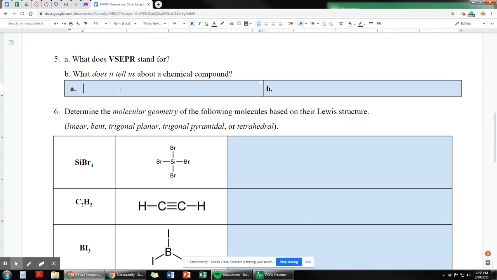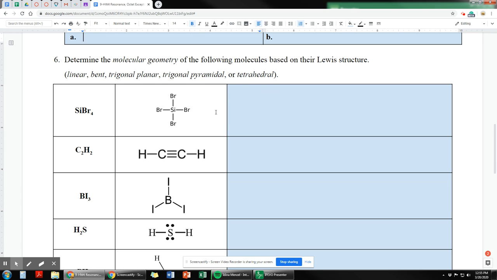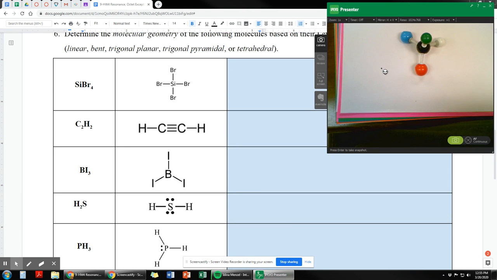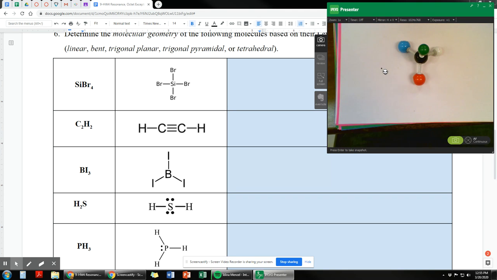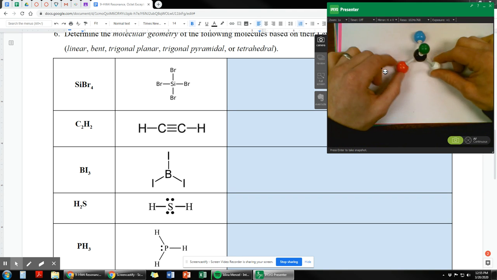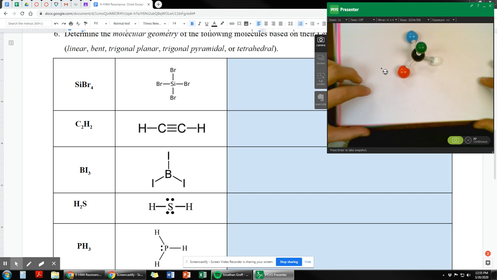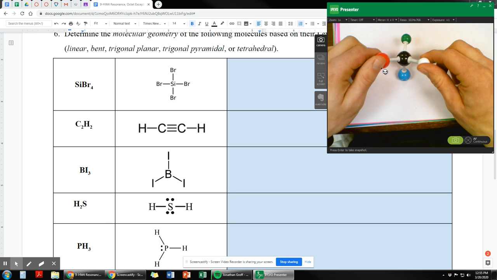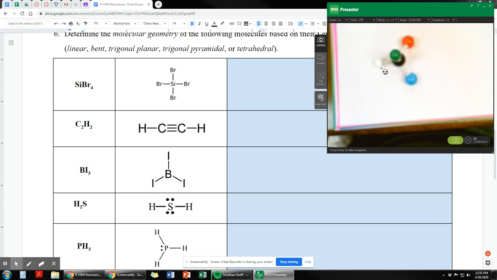So then we moved on to VSEPR, which most of you should already have. Valence shell electron pair repulsion. And it tells us the geometry, so that when we look at this stuff, there's SiBr4. Here we have, again, 4 things attached. And if there's no non-bonding pairs, then with 4 things attached, it's going to be tetrahedral, 109.5 degrees.